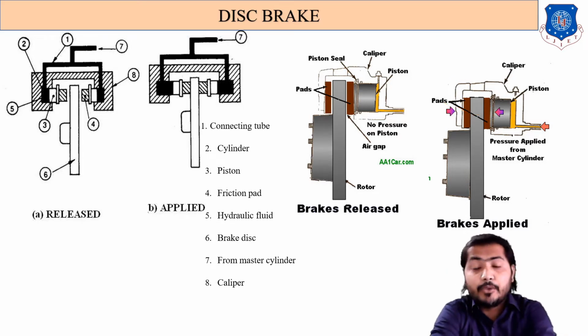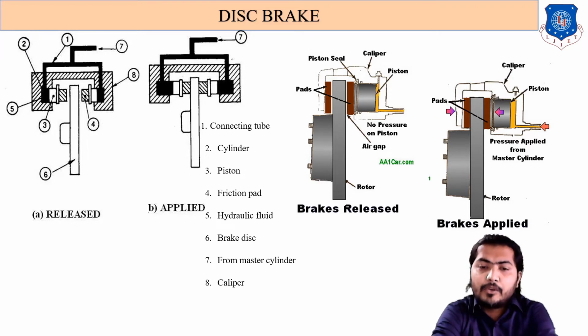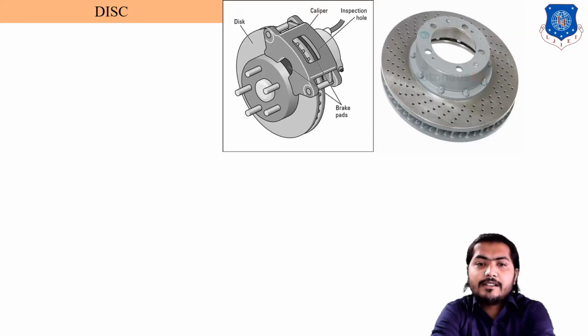Which components are used here? A connecting tube, cylinder, piston, friction pad, and hydraulic fluid. This hydraulic fluid is an incompressible fluid. Brake disc, master cylinder, and calipers are also used. So this is the disc brake and its working. Again, these are the diagrams.